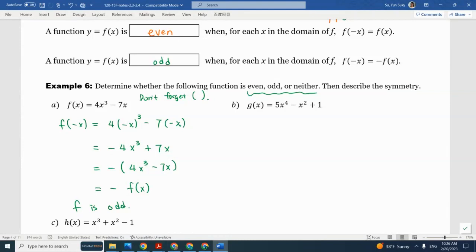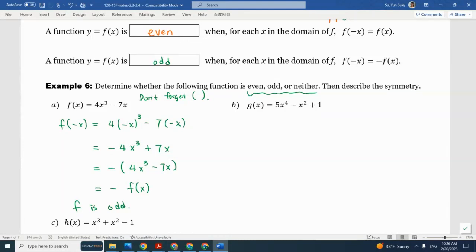It really depends on what we want to do with the function. If we're looking for x-intercepts, then you want to factor out. But in this case, we just want to know whether it's an even or odd function, so you plug in negative x and compare with the original. Yes, very good.